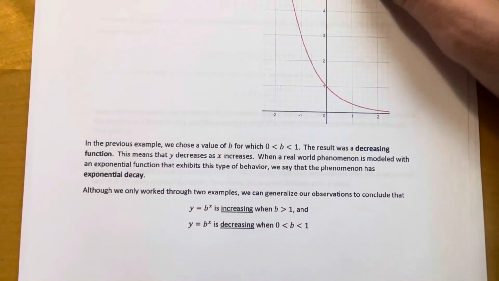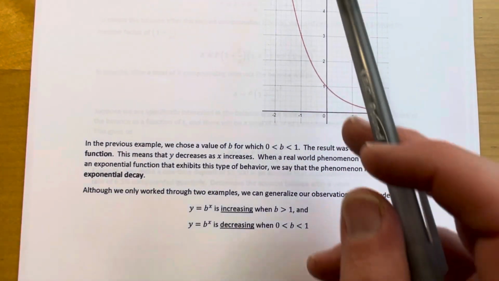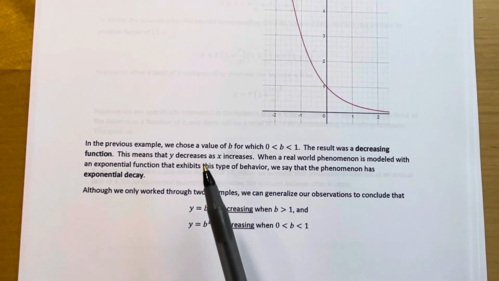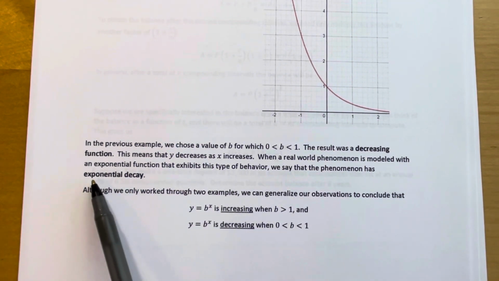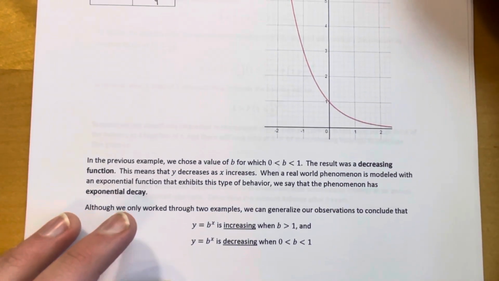Exponential functions can have this property as well. And when they do, if we're going to model some real-world phenomenon with an exponential function that decreases like this, we would say that that phenomenon has exponential decay. Exponential growth and exponential decay show up in all kinds of different applications, not just in business and economics, but in biology and physics and all sorts of different things. So these are important terms.